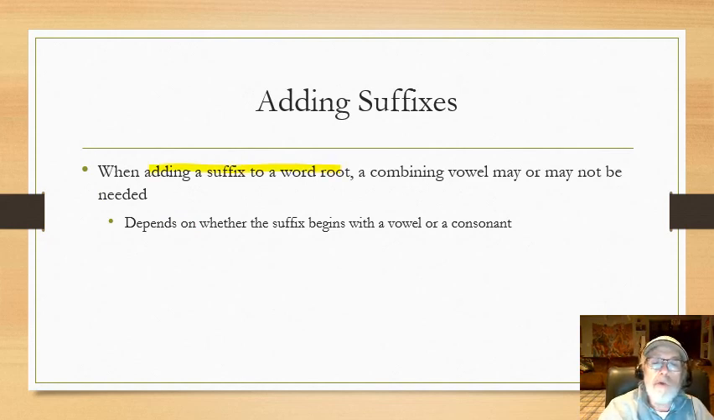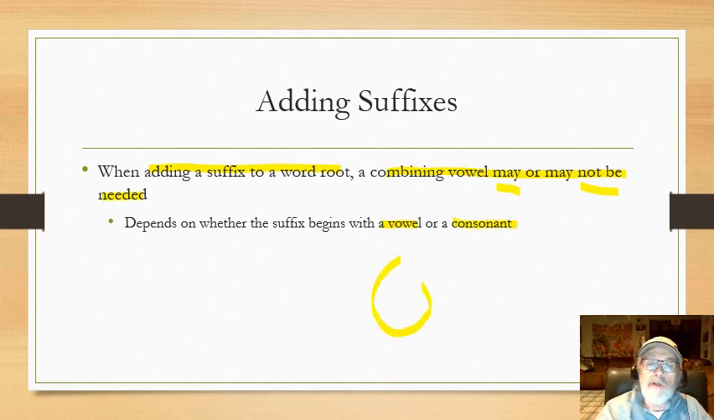Here is another rule we mentioned in our previous video. When adding a suffix to a word root, a combining vowel may or may not be needed. That depends upon what the suffix begins with. If the suffix begins with a vowel, I generally don't need to use it. If the suffix begins with a consonant, I generally will need to use a combining vowel. We know from our previous video that the combining vowel is usually an O and sometimes an I, but O is probably what we use in most cases. So that's just a review of our previous video.